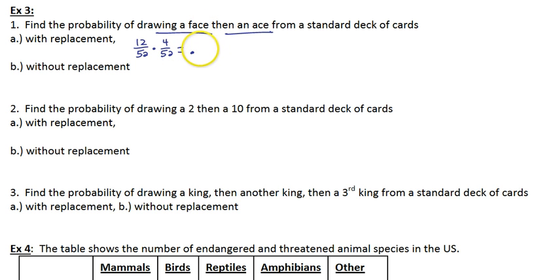So I end up with 0.018 when I round it. Now that's with replacement, so it got put back. So without replacement is, assume that I chose a face card out of the deck, so there's only 51 cards left now, because I didn't put it back before my second draw. But there's actually still 4 aces, because I didn't pull an ace out, I drew a face card.